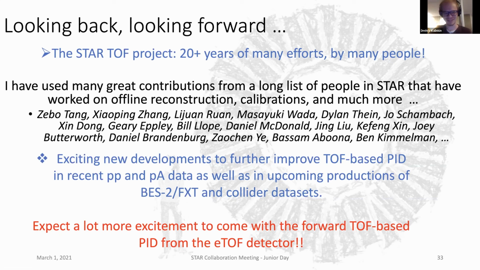Go ahead. Yeah, so Frank, thanks for the very nice talk. In one of the slides, you show the TOF matching efficiency, which is much lower in central compared to the peripheral events. So what's driving that?